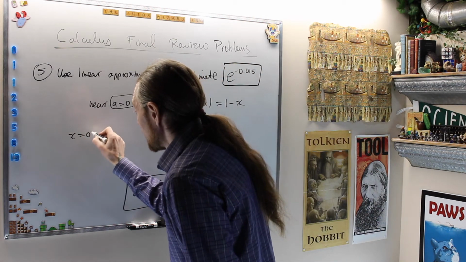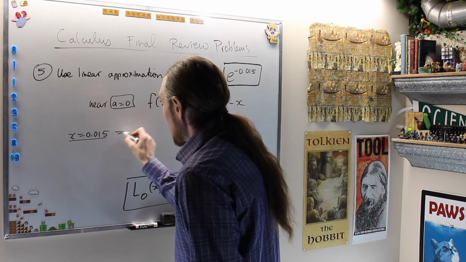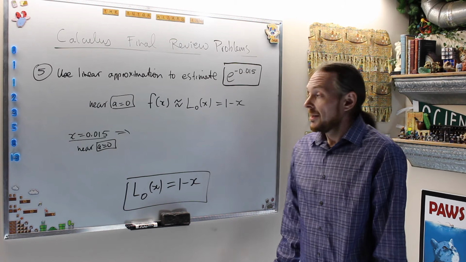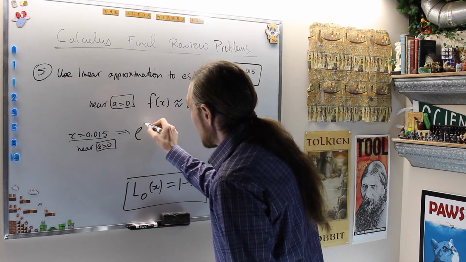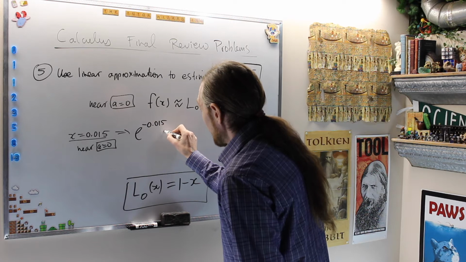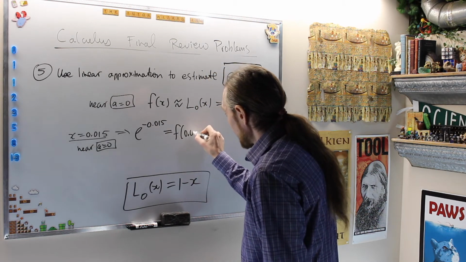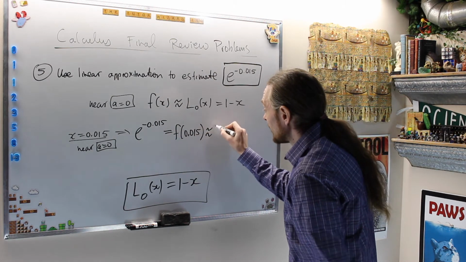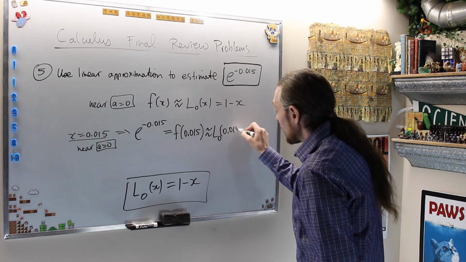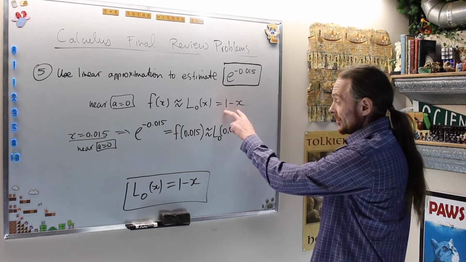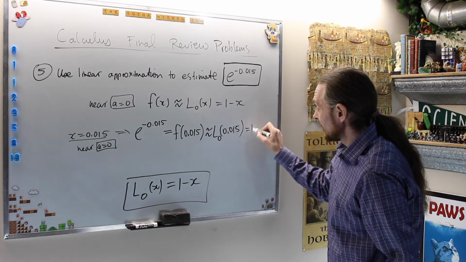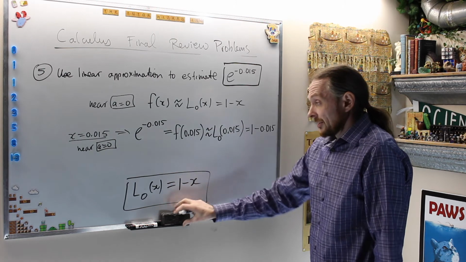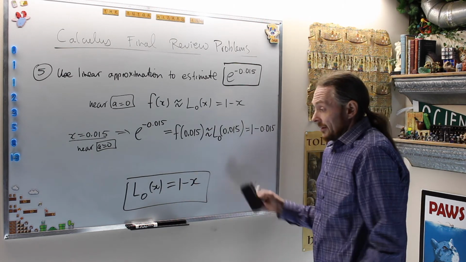Therefore, we're going to pick now an x value, which is 0.015, and that's near a equals 0. And that means e to the negative 0.015, which is equal to f of 0.015, is now approximately equal to L0 of 0.015. And that is equal to this linear function, so that's just equal to 1 minus 0.015. That's the linear approximation. Let's compute that specifically.